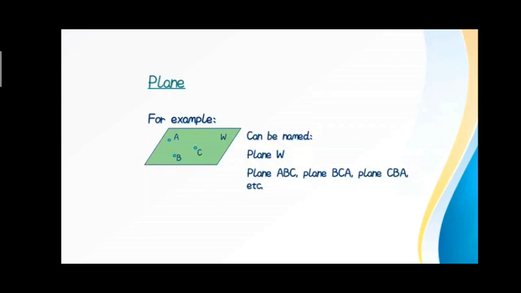Now what does it mean? It means you can write the name of the plane using capital letters, but it is not necessary to write in alphabetical order only. You can write plane ABC, BCA, and CBA also. So there are four ways in which we can name a plane.